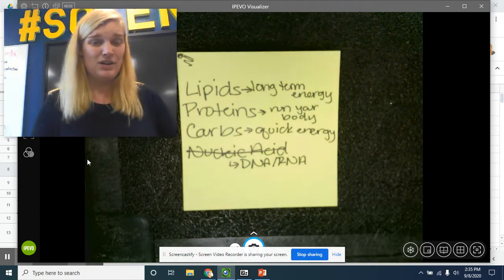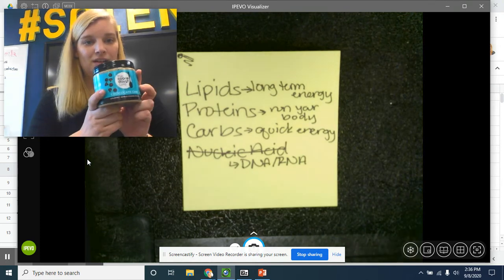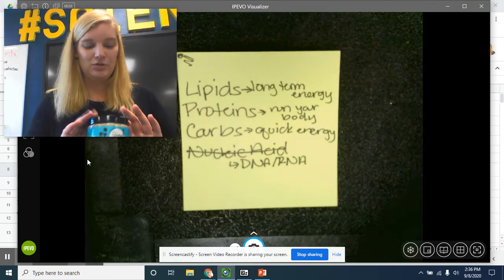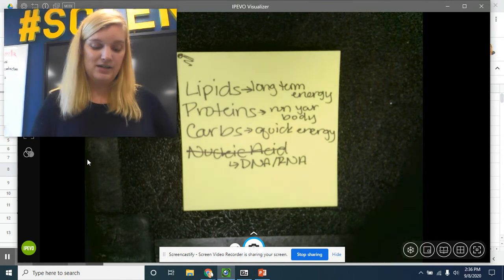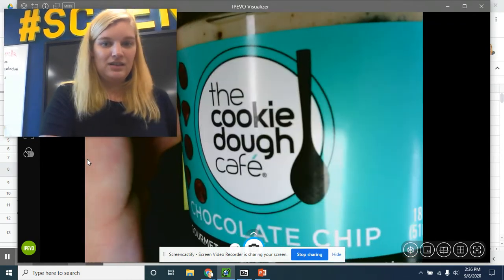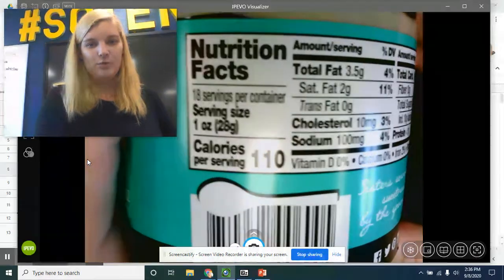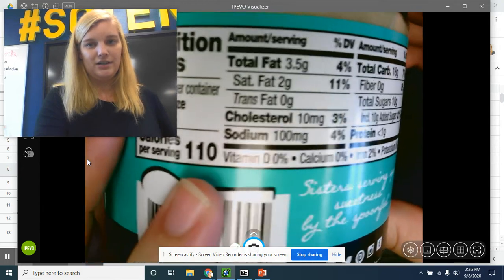One of the things that I brought actually turns out to be very well diverse in macromolecules. Cookie dough. So this is edible cookie dough. It doesn't have any egg in it, and we'll talk about that specifically in just a second. It's really good though, I'm gonna be honest. So we've got a good decent amount of calories in here.